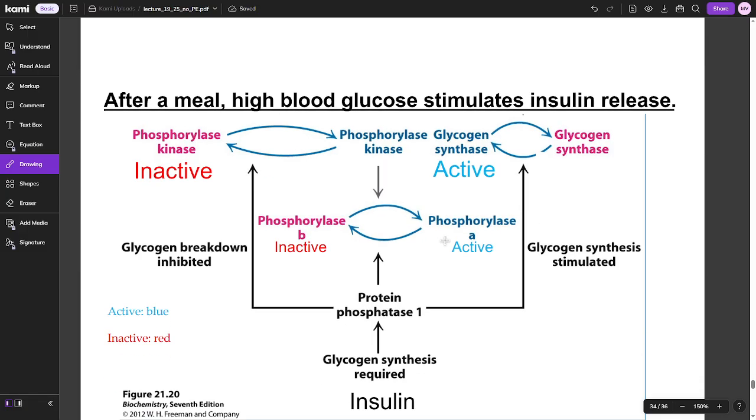So here's the whole thing. You've got this whole pathway again. I'm not going to go in depth on this too much because we just talked about it, but you should be able to go through and see how all this works. So with insulin, glycogen synthesis is required, which leads to the activation of this phosphatase. And this leads to the inactivation of glycogen phosphorylase because we don't want to break down glucose, we want to build it up. But then it activates glycogen synthase, and glycogen synthase is activated in its dephosphorylated state. And so you get this activation that leads to the buildup of glucose and glycogen.